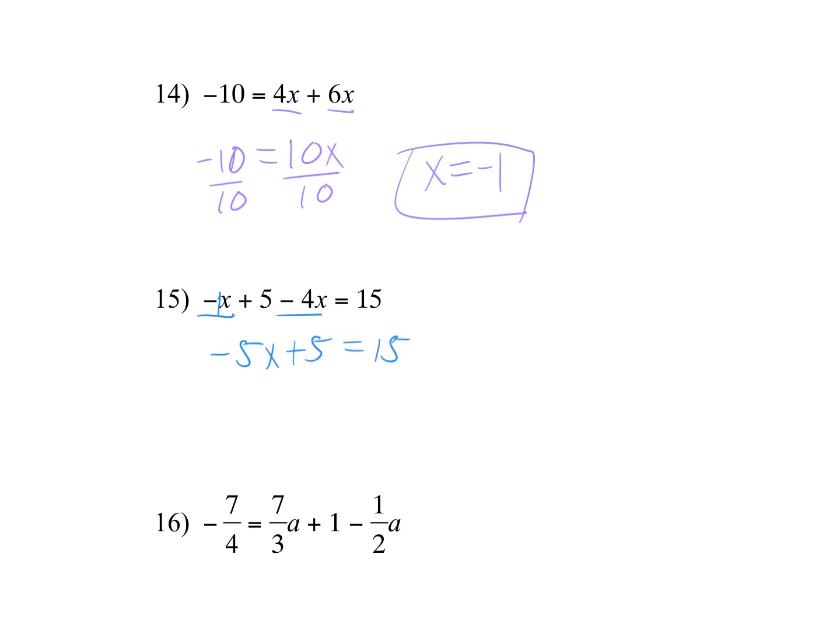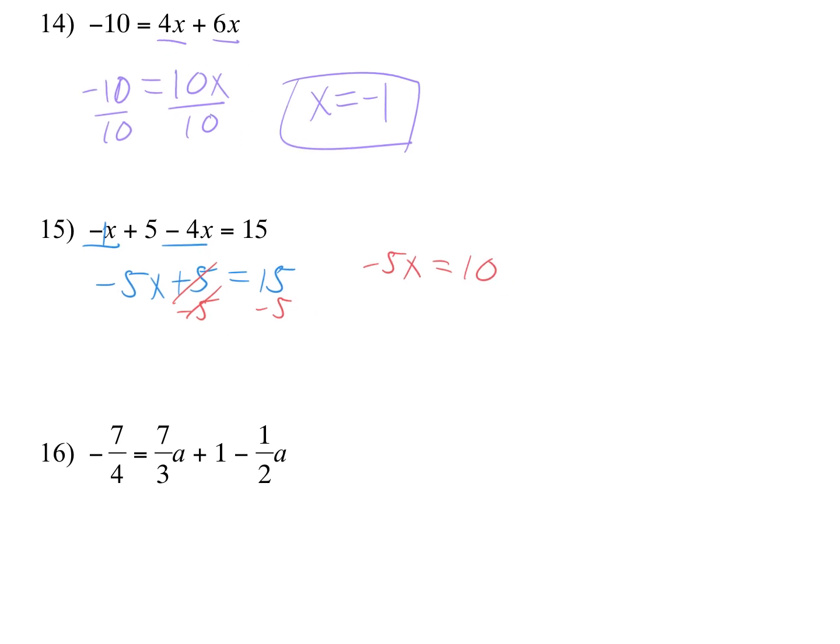Now let's subtract the 5. So then we're left with negative 5x equals 15 minus 5, which is 10. The last thing you want to do is divide both sides by negative 5. So that cancels out, and we get x equals 10 divided by negative 5, which is negative 2.